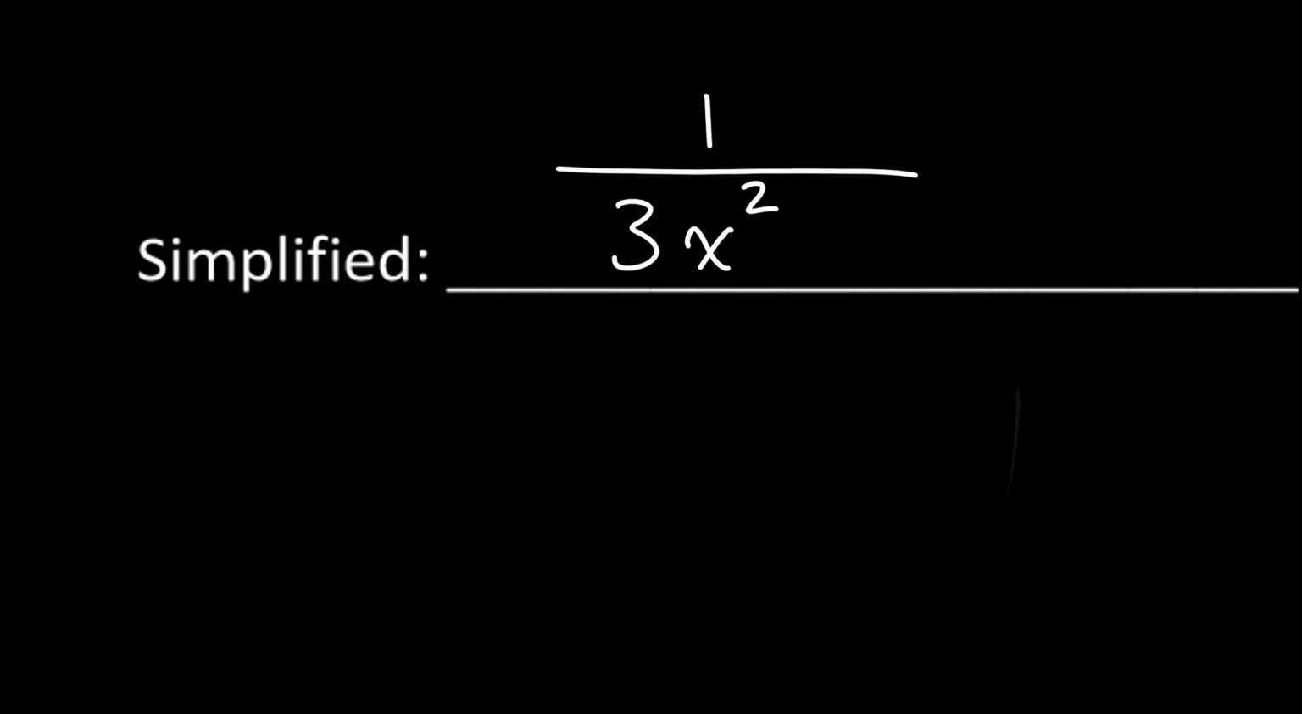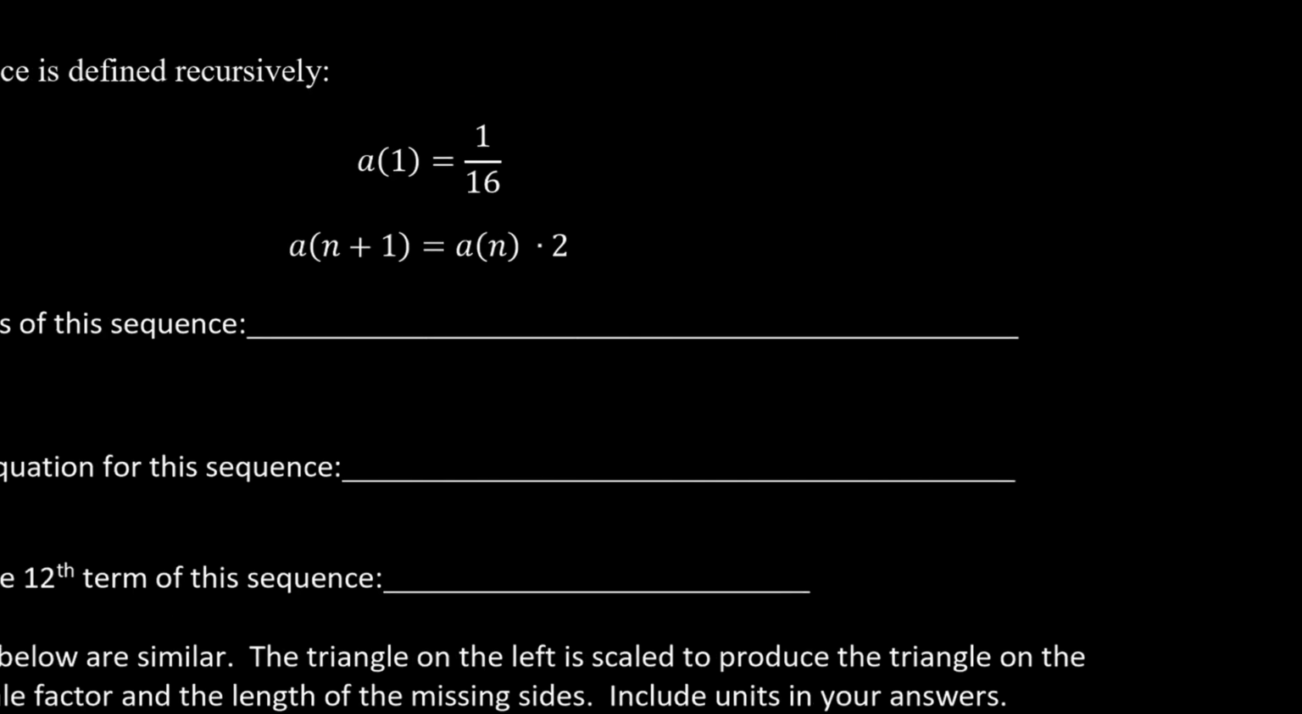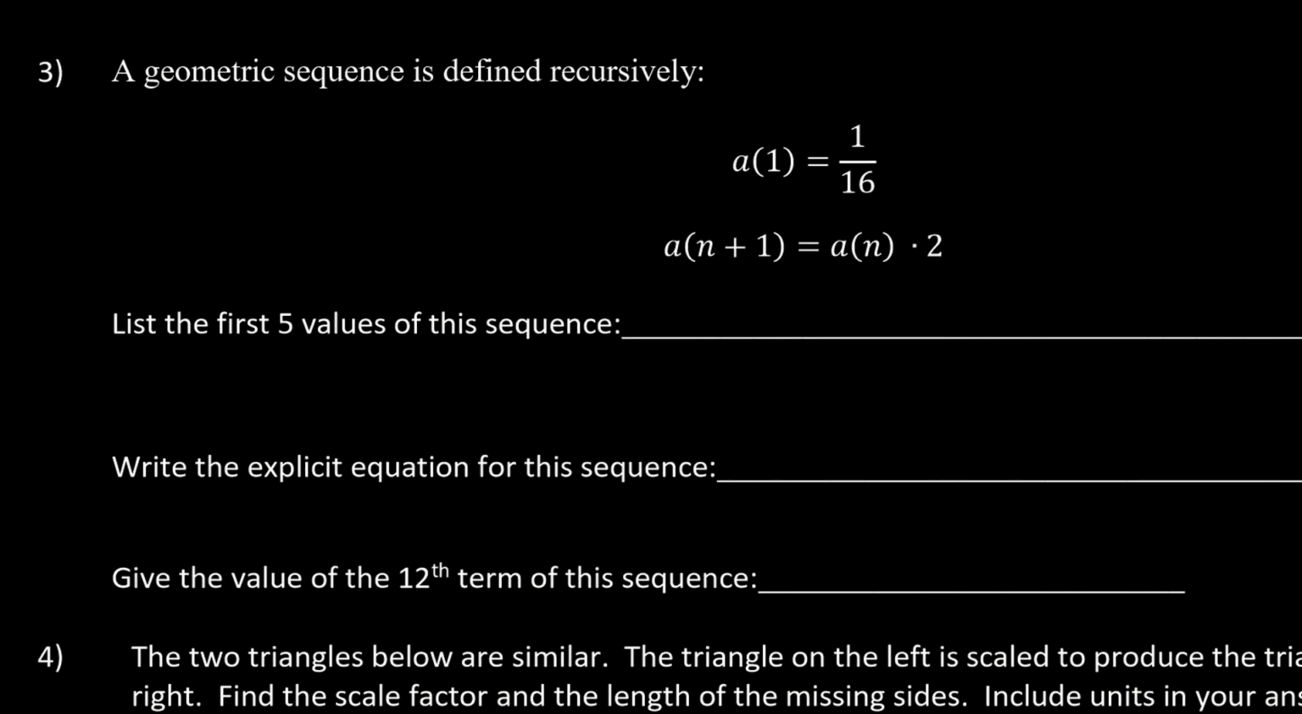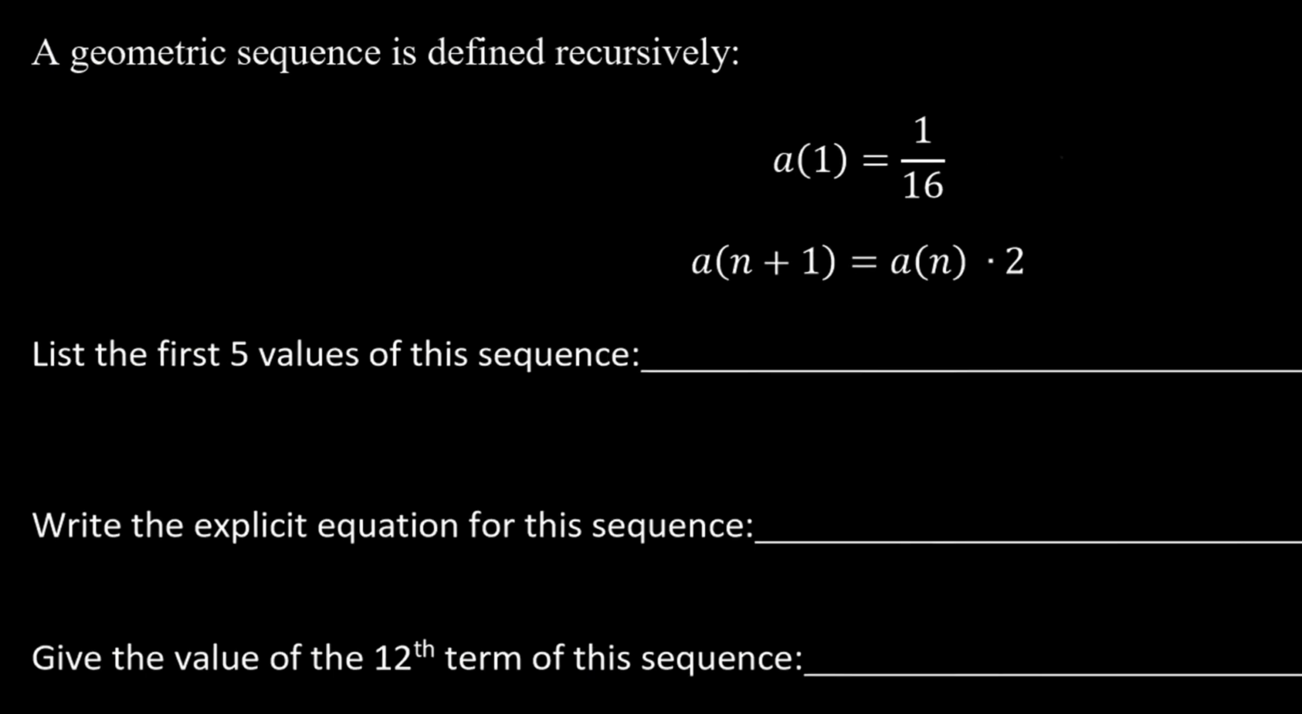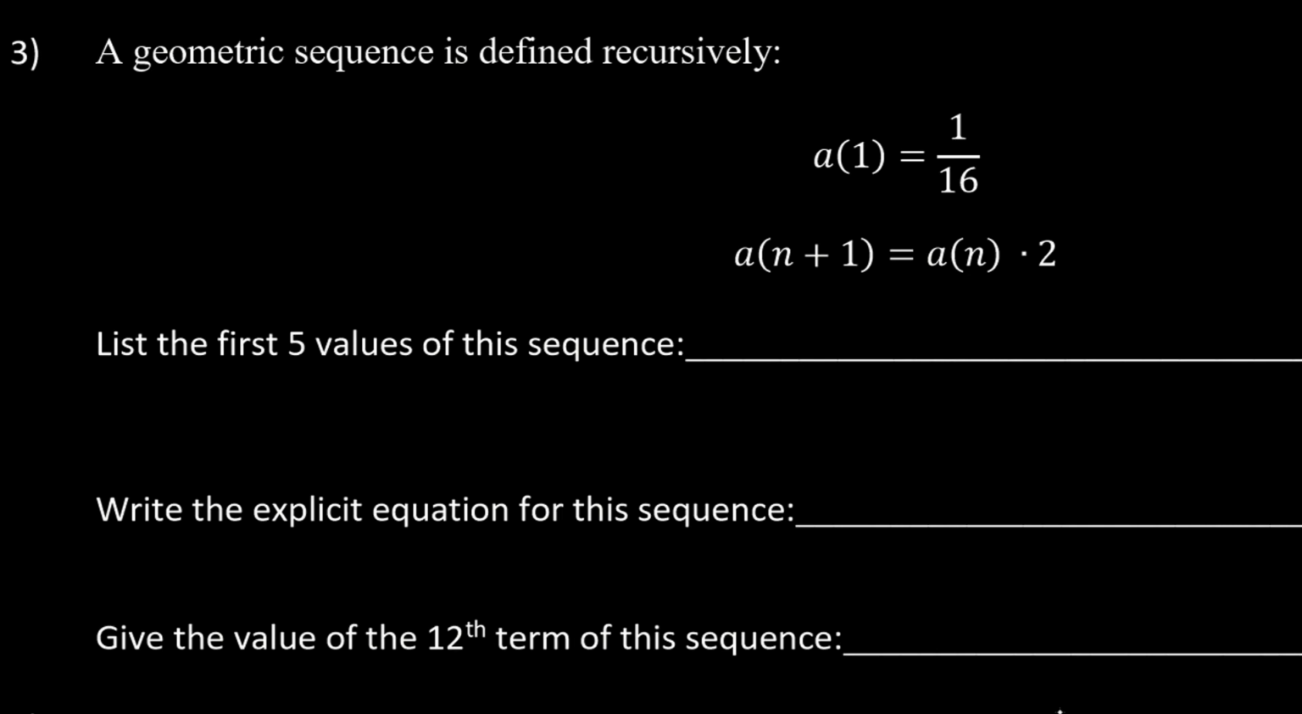All right, let's move on to the second page, question number 3. It says a geometric sequence is defined recursively. So this is a recursive definition. Recursive definitions always require 2 pieces of information, right? We need to know how to get to a future term. So this says in order to get to the next term, take the term that you're at and multiply it by 2. So that's how I read those recursive definitions. To get to a new term, take the term that you're at and multiply by 2. And then, by the way, the first term is 1/16.